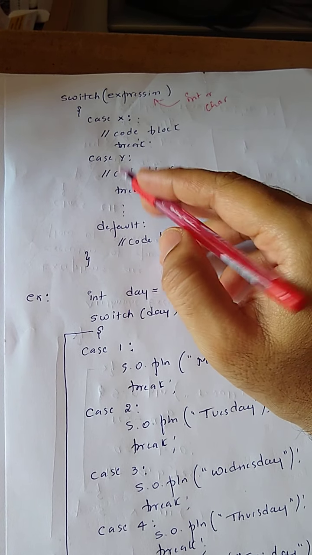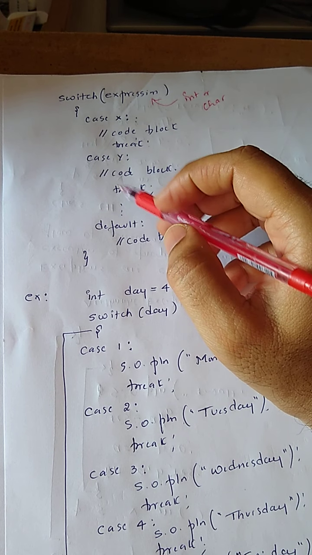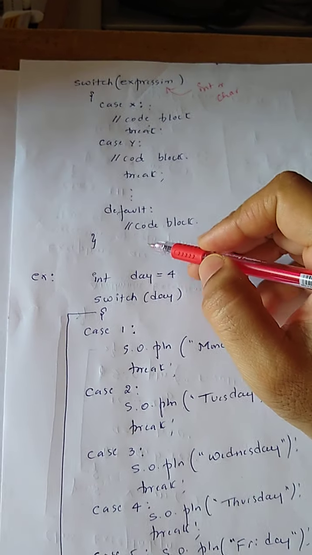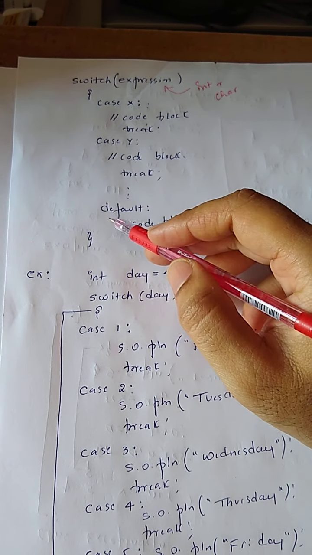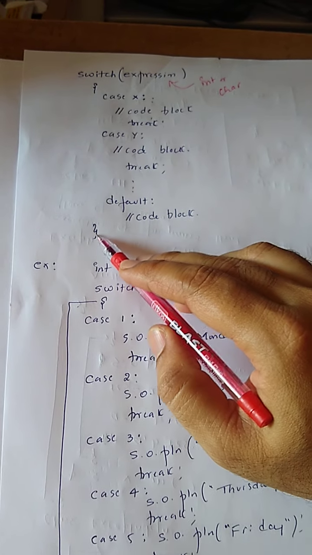If none of the values are matched, then it will directly go to default, and it will execute the default block. After executing, it will come out of your switch statement, and it will continue with the next line after the closing bracket.